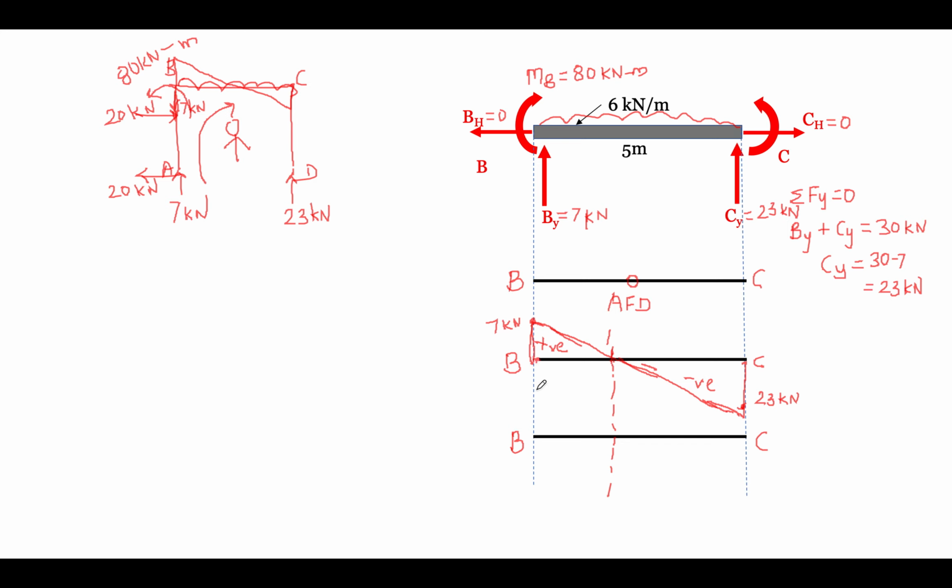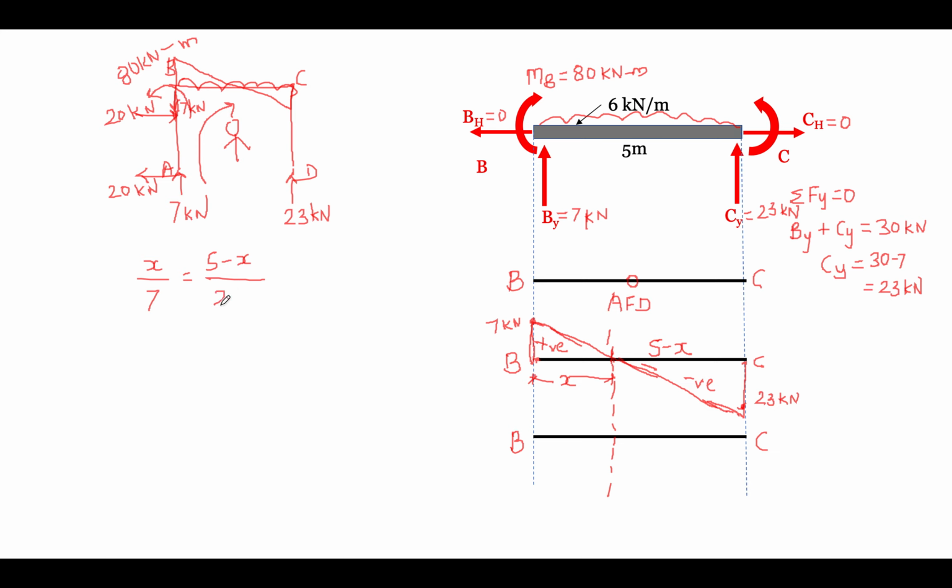To calculate bending moment at this particular point, let us consider this as a distance x, because we don't know at what point the shear force became 0. So let us find out what this distance is. If this is x, this will be 5 minus x. So we can calculate x: x by 7 is equal to (5 minus x) divided by 23.